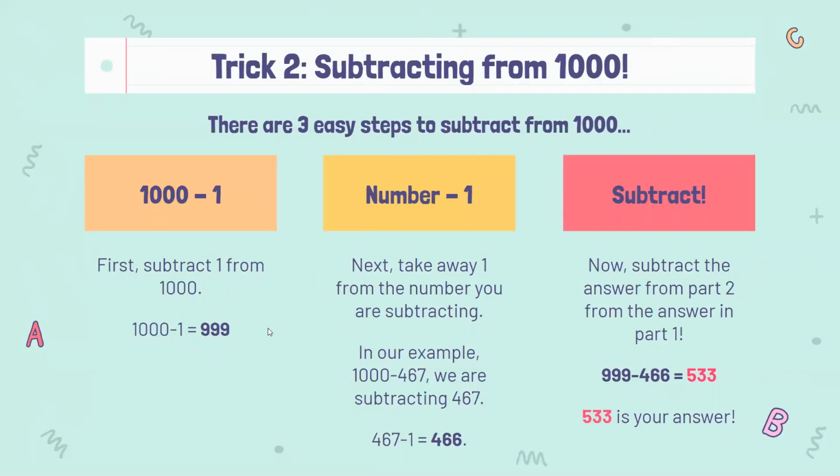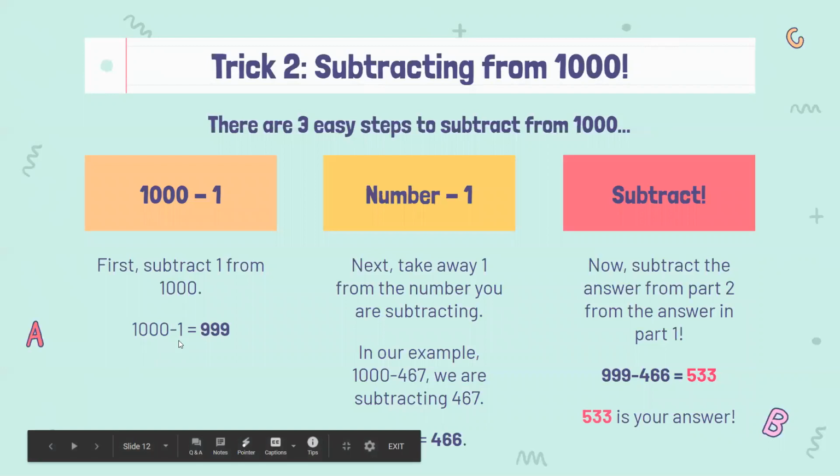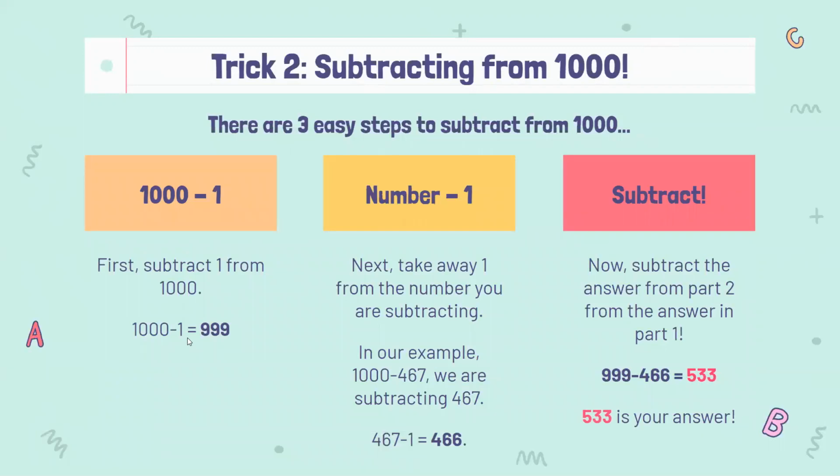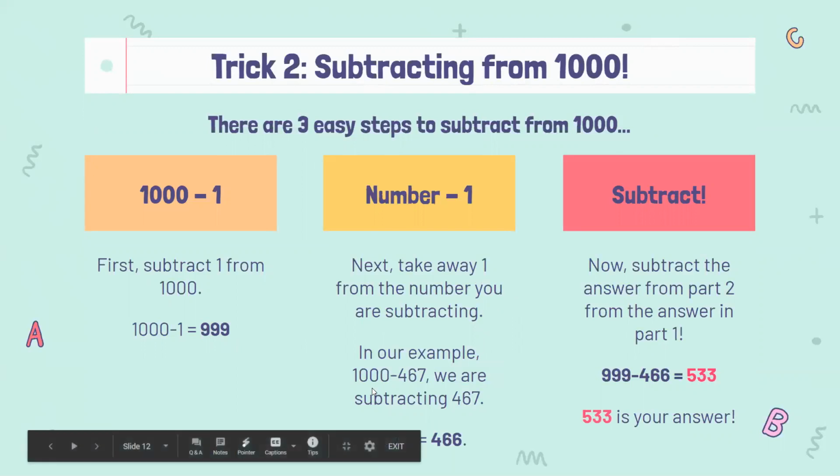First, you subtract 1 from 1,000. Subtracting 1 from 1,000 makes 1,000 minus 1, which is 999. Then you take away 1 from the number that you're subtracting. So, for example, if you have 1,000 minus 467, then you take 467 minus 1. 467 minus 1 is equal to 466.